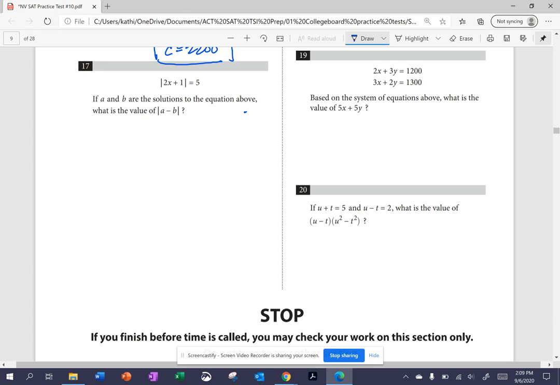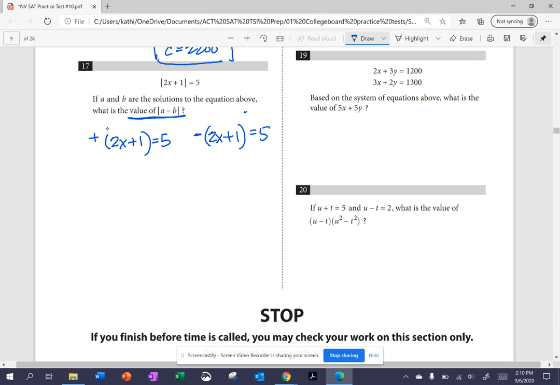If A and B are the solutions to the equation above, what is the value of A minus B? So make sure you answer the question again. So when I have absolute value, I set up two equations. So I know the first equation is going to be plus times the absolute value. So this is 2x plus 1 equals 5. And my second equation, I set up the minus 2x plus 1 equals 5.